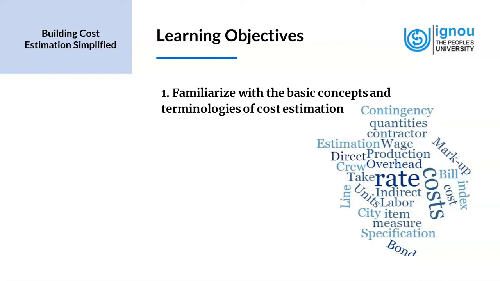Many a times, we use abbreviations and short forms to refer to certain terms. We may use terms like bill of quantities and we would represent them as BOQ, or SOR for schedule of rates. Therefore, we will familiarize ourselves with the abbreviations that are used commonly in the estimation process.